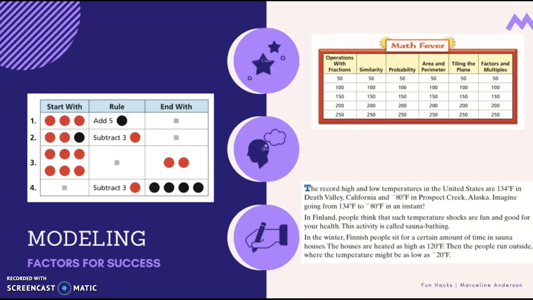So you could go through the getting ready questions. The board has 3 red chips, 5 black chips are added. What is the end result? What number sentence represents the situation? And then you continue on. That was just number 1 of that example right there.